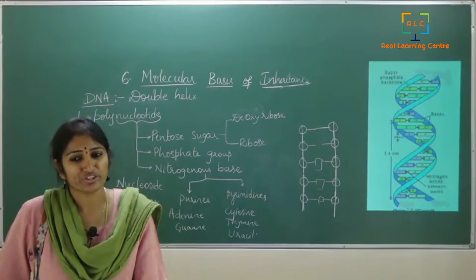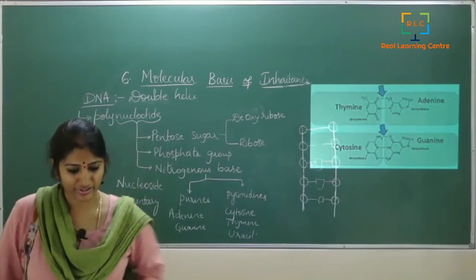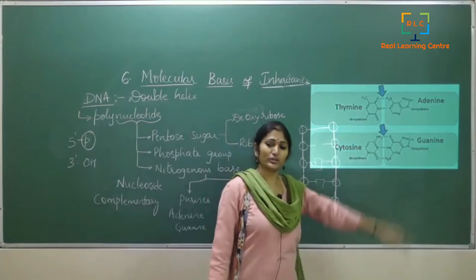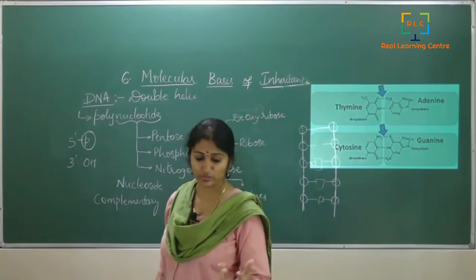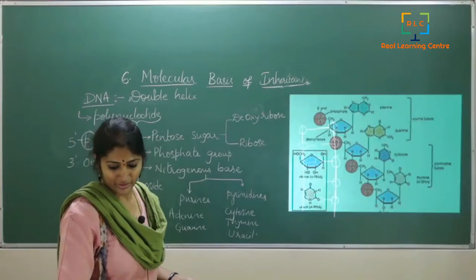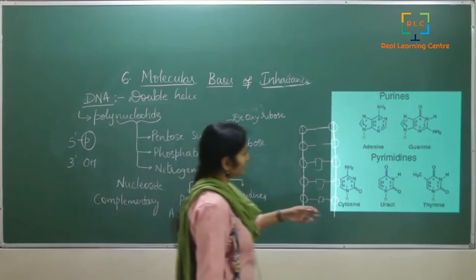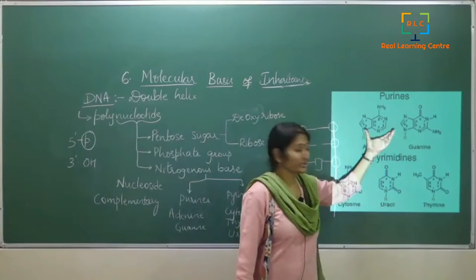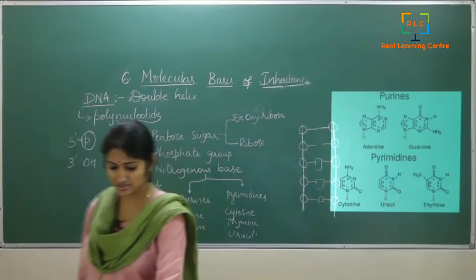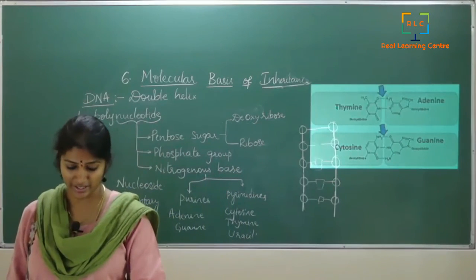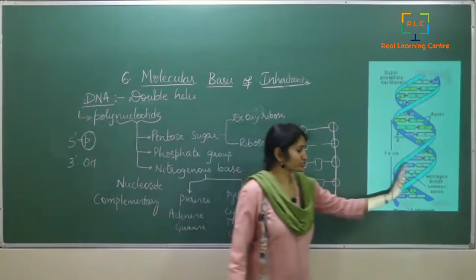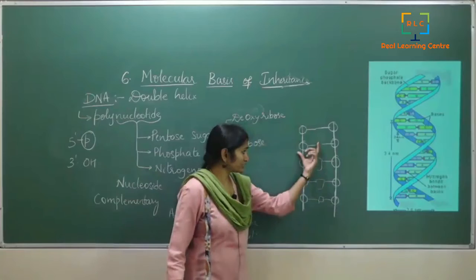Now comes one more interesting thing. Have you noticed in this particular diagram that if one is a purine, the other one is a pyrimidine, right? One is purine, the other one is pyrimidine. And if you just go back, you see that all the pyrimidines have 1 ring and the purines have 2 rings. Now if there is a bond between a purine and a pyrimidine, you see that the distance between the 2 strands always remains the same. It is like this only.